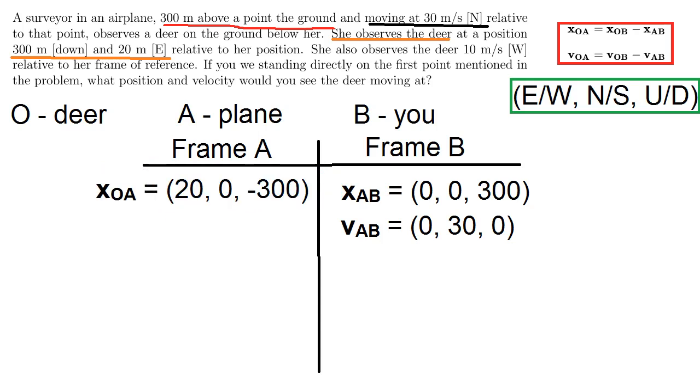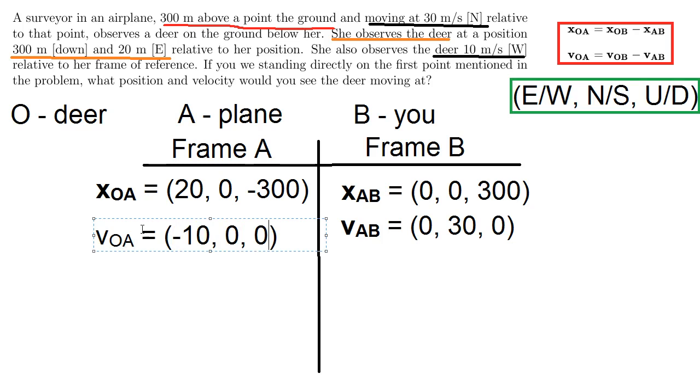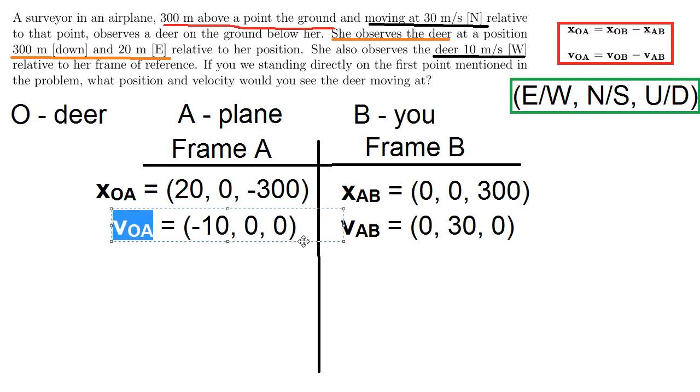Now, secondly, the person in the plane also observes the deer moving at 10 meters per second west relative to their position. So this is a velocity. It is the deer, which is what we're looking at, as seen by the person in the plane. So this is VOA. As for the Cartesian coordinates, it is west, which will be negative in the x, nothing north and south, nothing up and down.